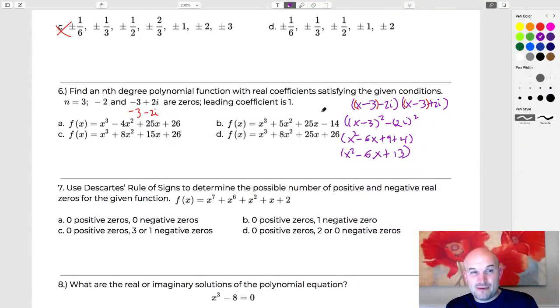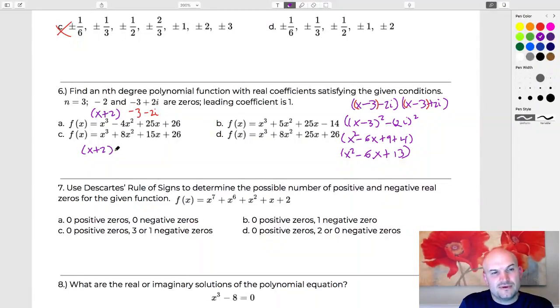Okay, now again, remember that's going to be multiplied by this other zero, which gives me a factor of x plus 2. So let's go ahead and multiply those out: x plus 2 times x squared minus 6x plus 13. In this case, I'm just going to use a little distributive property. So x times x squared is going to be x cubed. X times -6x is a -6x squared. X times 13 is a +13x.